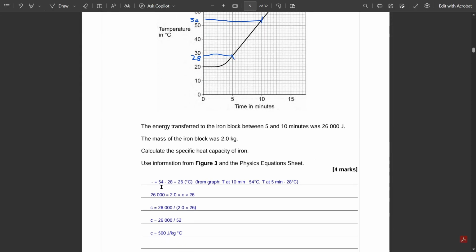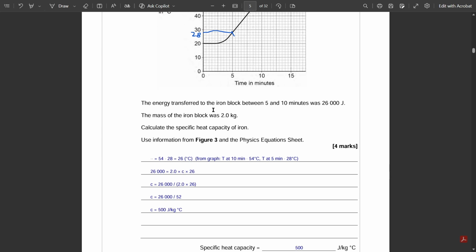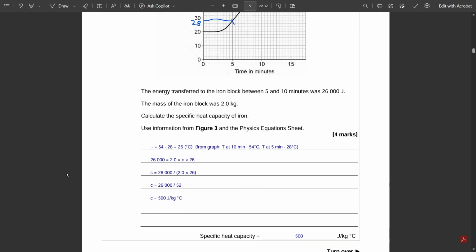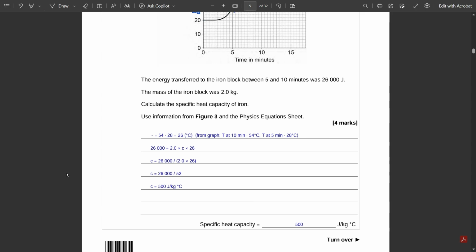So temperature change is 54 minus 28 equals 26. It's just that. And then we simply use the physics equation sheet. Energy equals specific heat capacity times mass times change in temperature. 26,000 equals 2 times C, which is the specific heat capacity, times 26. You don't really need to do all this. You can just do some simple mental maths, work out that C is 200 joules per kilogram Celsius.